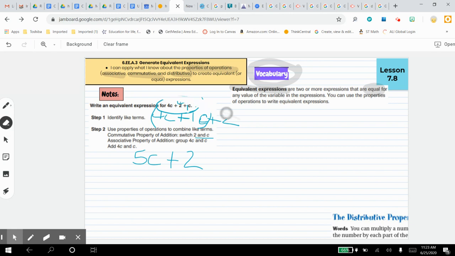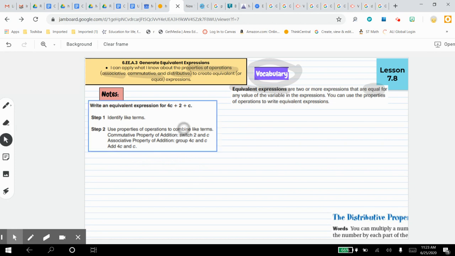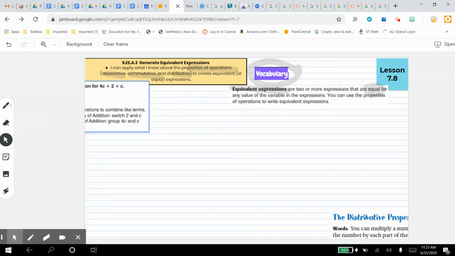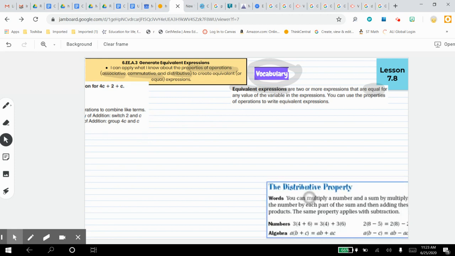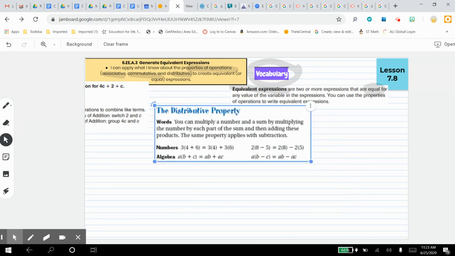So now it's going to get a little bit more difficult. Let's go to that whole thing we learned today about the distributive property. We're still going to make equivalent expressions here. Real quickly, the distributive property is you can multiply a number and a sum by multiplying the number by each part of the sum and then adding these products. The same property applies with subtraction. So real quickly, just look at these examples because this is going to take a lot of teaching today.